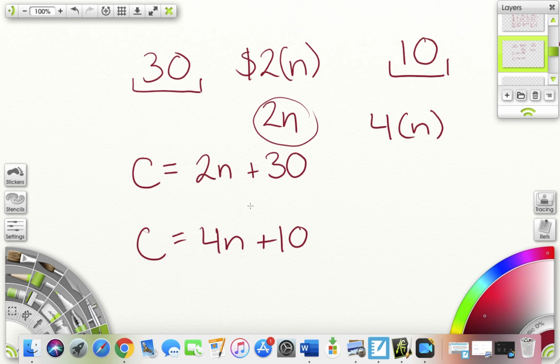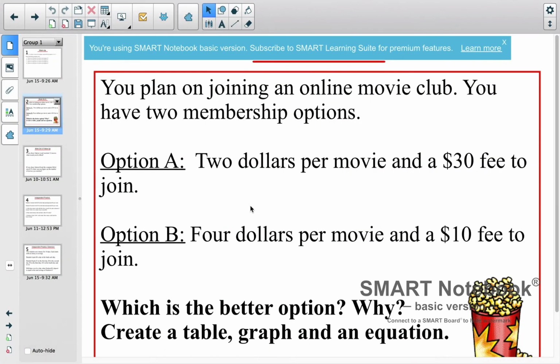Which one is the better cost? One way I can do it is take a number. Let's say I want to go watch 20 movies. Then I can plug in the number 20 for the number of movies I want to go see and see which one gives me the better value.